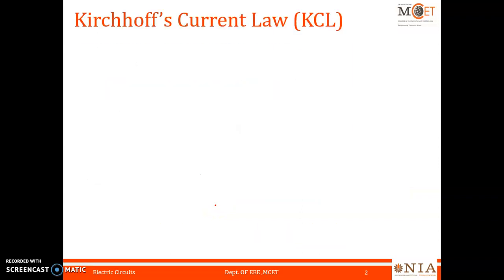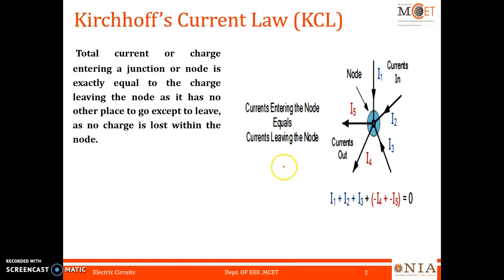First we will see about Kirchhoff's current law. Kirchhoff's current law states that the algebraic sum of the current entering into the junction or node is equal to the algebraic sum of the current leaving away from the junction or node. So this is said to be the junction or a node. Already you know that where all the branch elements meet at a point is said to be the junction or node.